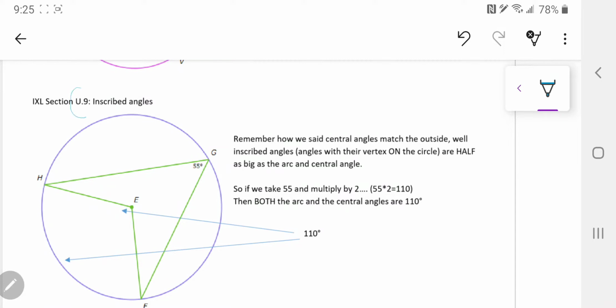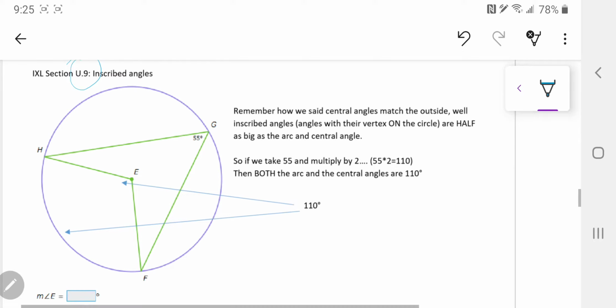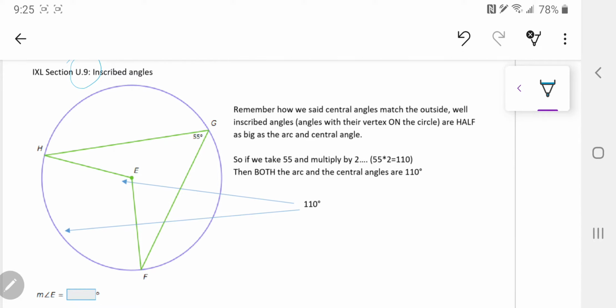Okay, so this is for section U.9. It's not, I wouldn't say harder. It's just a little bit trickier. So I'm going to try and do this one really slow. Here they want the measure of angle E. So what they want is this angle right here, and they want to know how big it is.